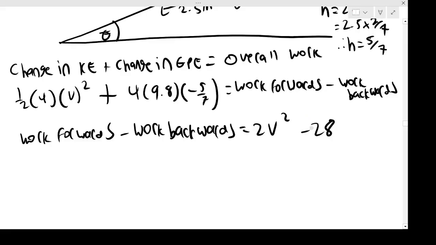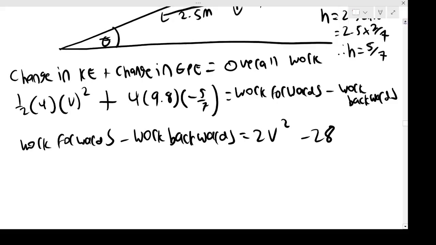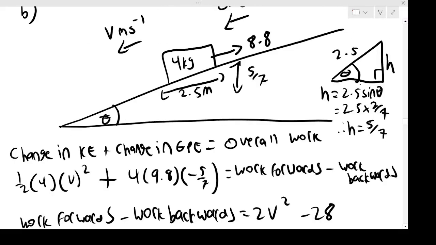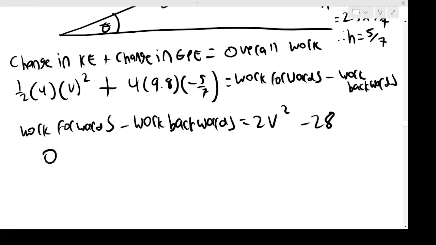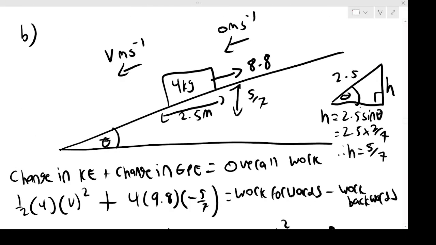So now let's deal with the work. Firstly, as we discussed, if it's going down the ramp, there's no forward force on the object in the direction of motion. So there can't be any work forwards. And then minus the work backwards, so the backward force, the force resisting, well, we know it's 8.8.